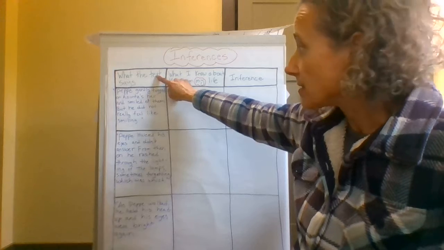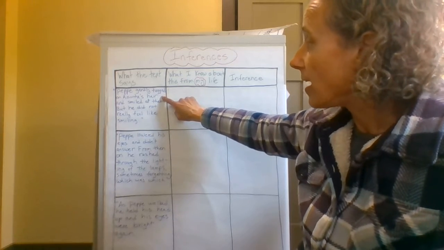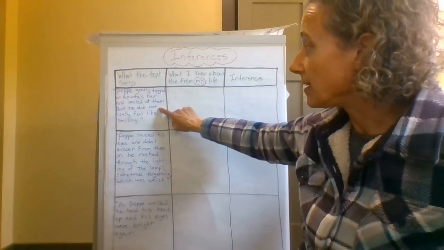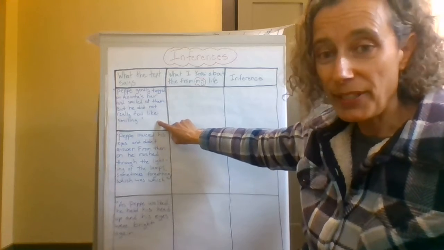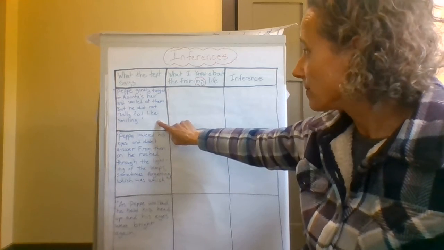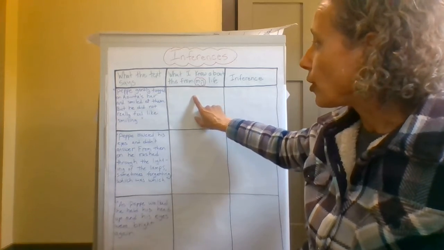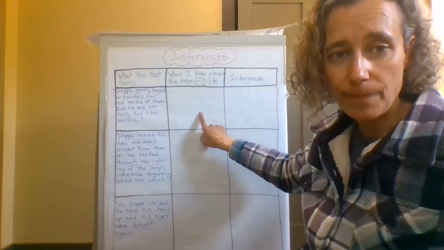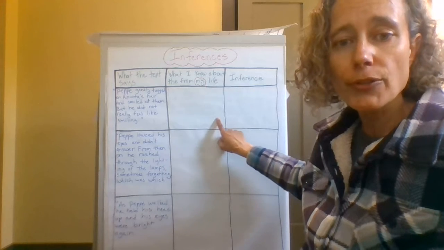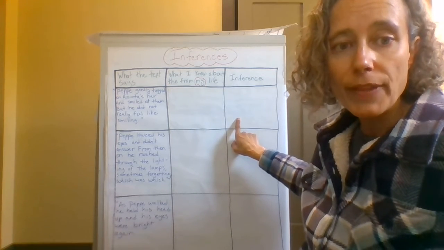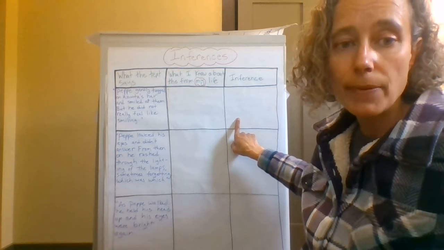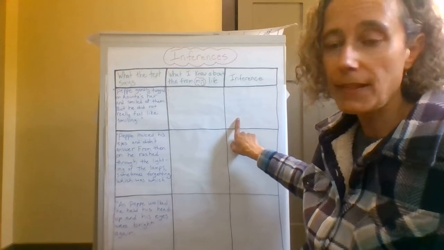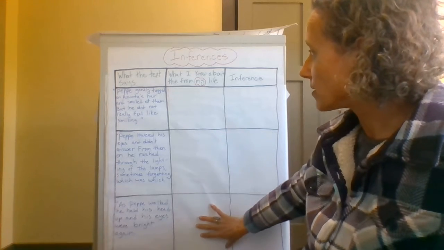What the text says: Pepe gently tugged on Assunta's hair and smiled at them, but he did not really feel like smiling. What do you know about this quote from your own life? We're going to do the first one together without having you stop to turn and talk, and then you'll turn and talk for the next two.